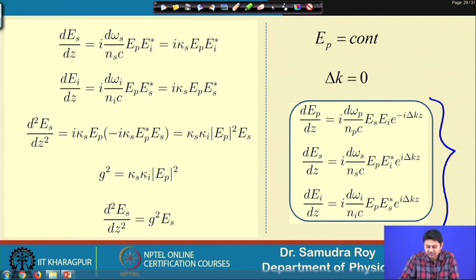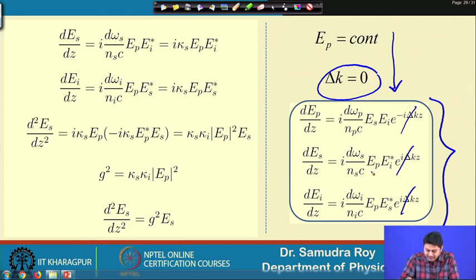So, these three equations are a coupled equation, and in the coupled equation we put two important approximations. One, the pump is constant, that means we are launching a strong pump, and two, absolute phase matching condition is achieved. So, when delta k is equal to 0, this term and this term will not be there, that is one assumption.